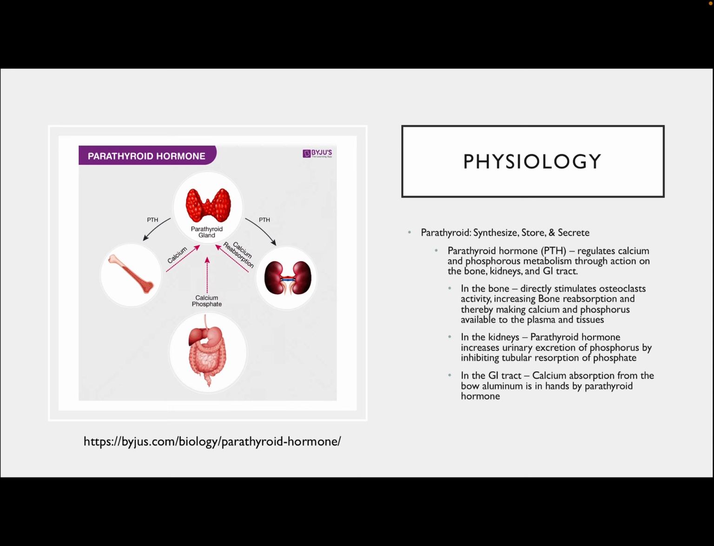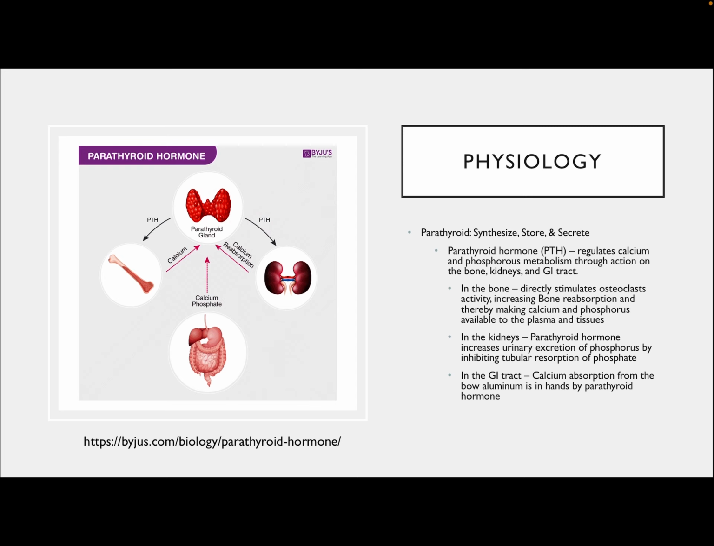The parathyroid glands synthesize, store, and secrete parathyroid hormone, which is a polypeptide hormone that regulates calcium and phosphorus metabolism through action on the bone, kidney, and GI tract. In the bone, parathyroid hormone directly stimulates osteoclastic activity, increasing bone resorption and thereby making calcium, and also phosphorus, available to the plasma and tissues.